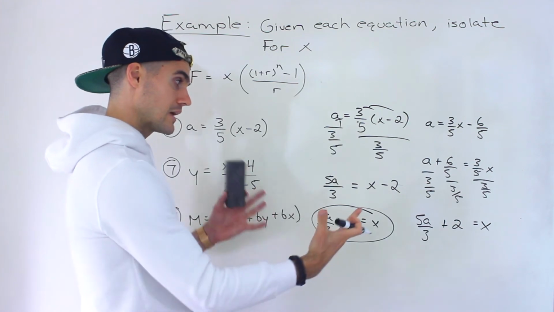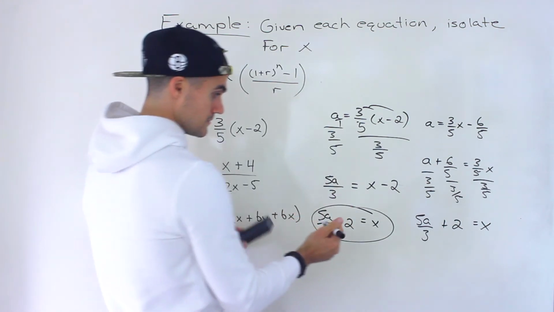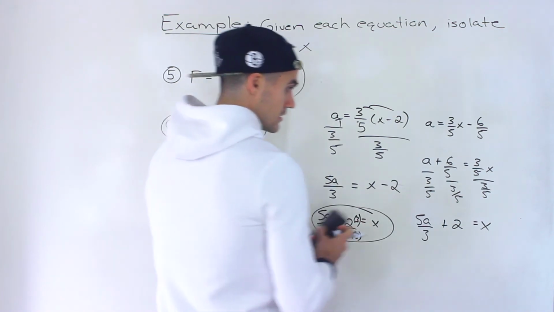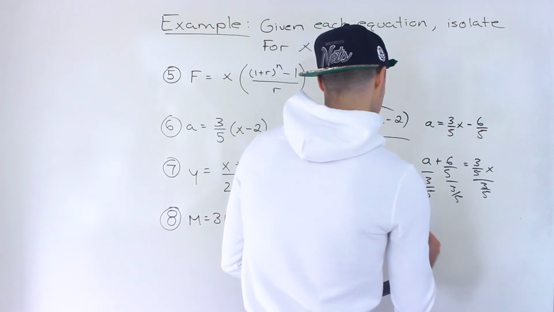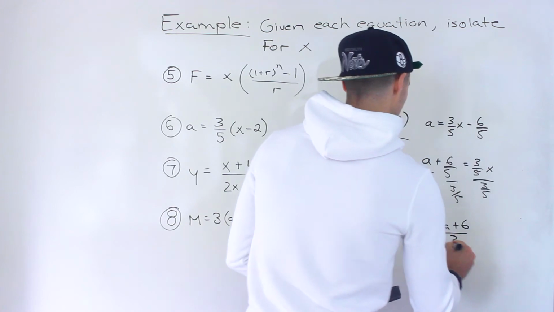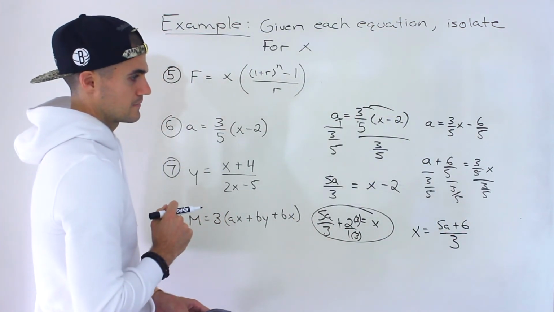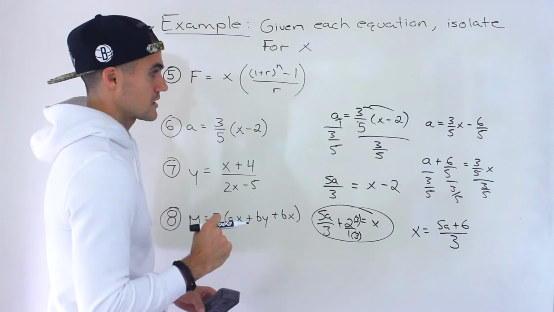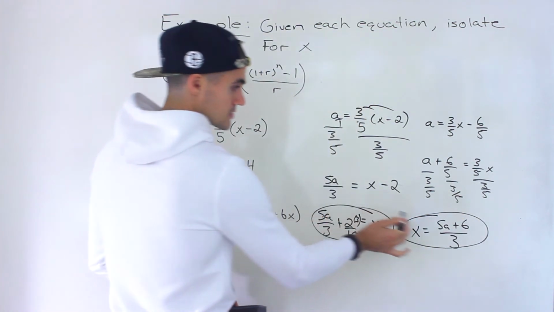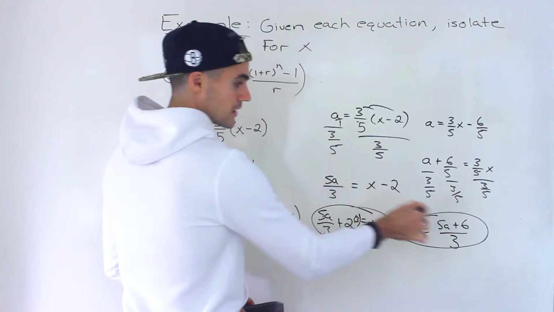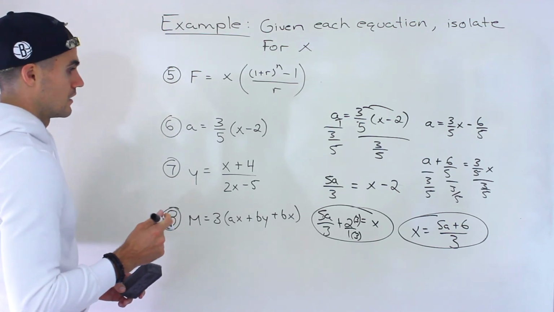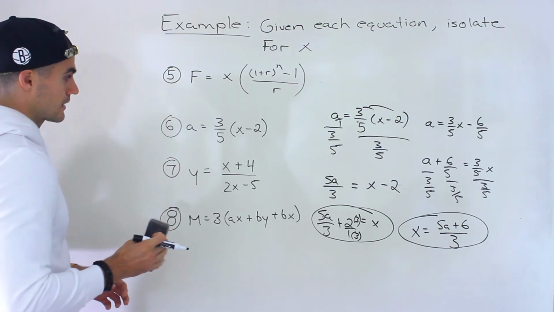Another format this could be in, they could combine these into one fraction. So this is like over 1. So you'd multiply this by 3, multiply this by 3. And so this can also be shown as 5a plus 6 all over 3, like that. That's another way this can be done. So just be careful because you may get to this point, but the answer may be in this format. You've got to be able to check whether that answer is going to be the same. So whichever way you do it, that's how you isolate for x in number 6.